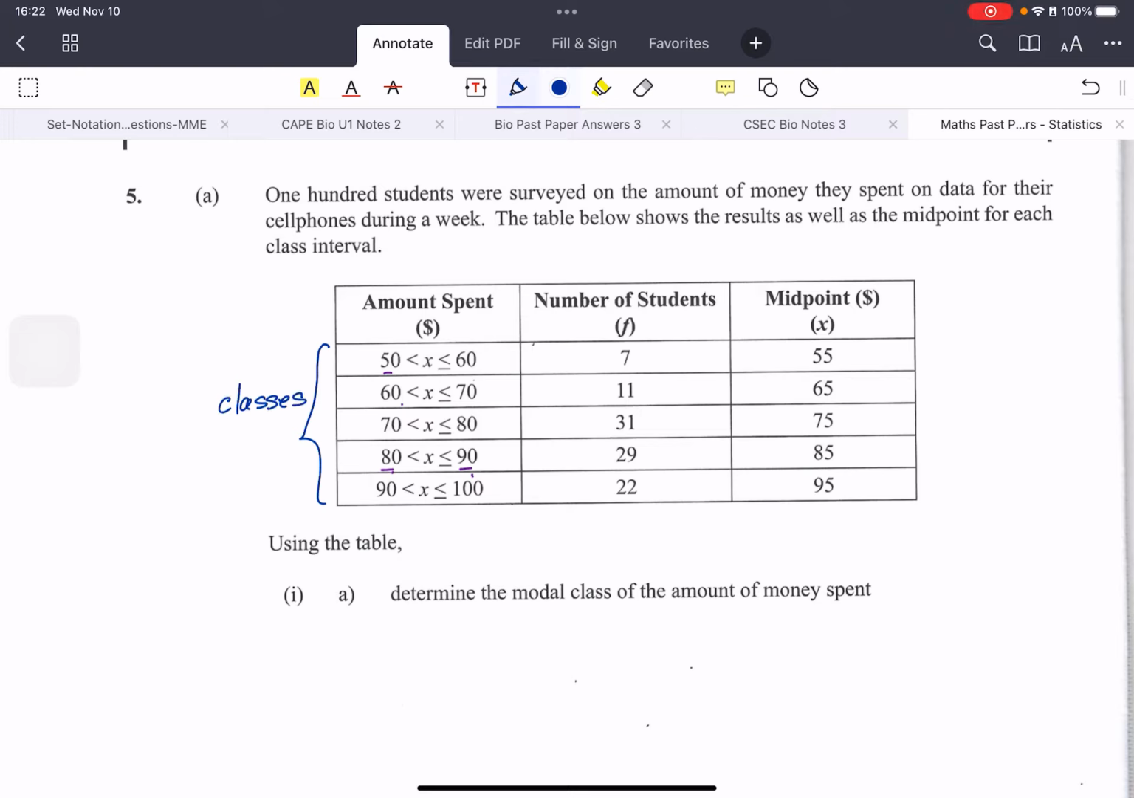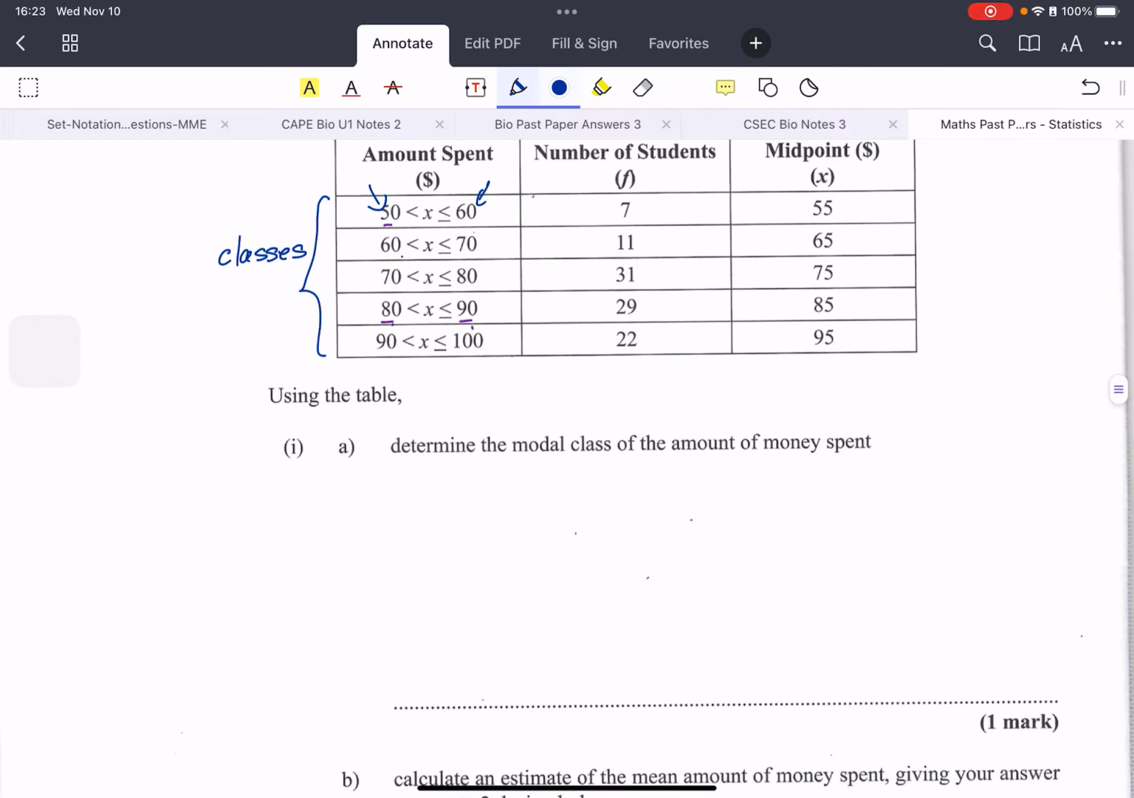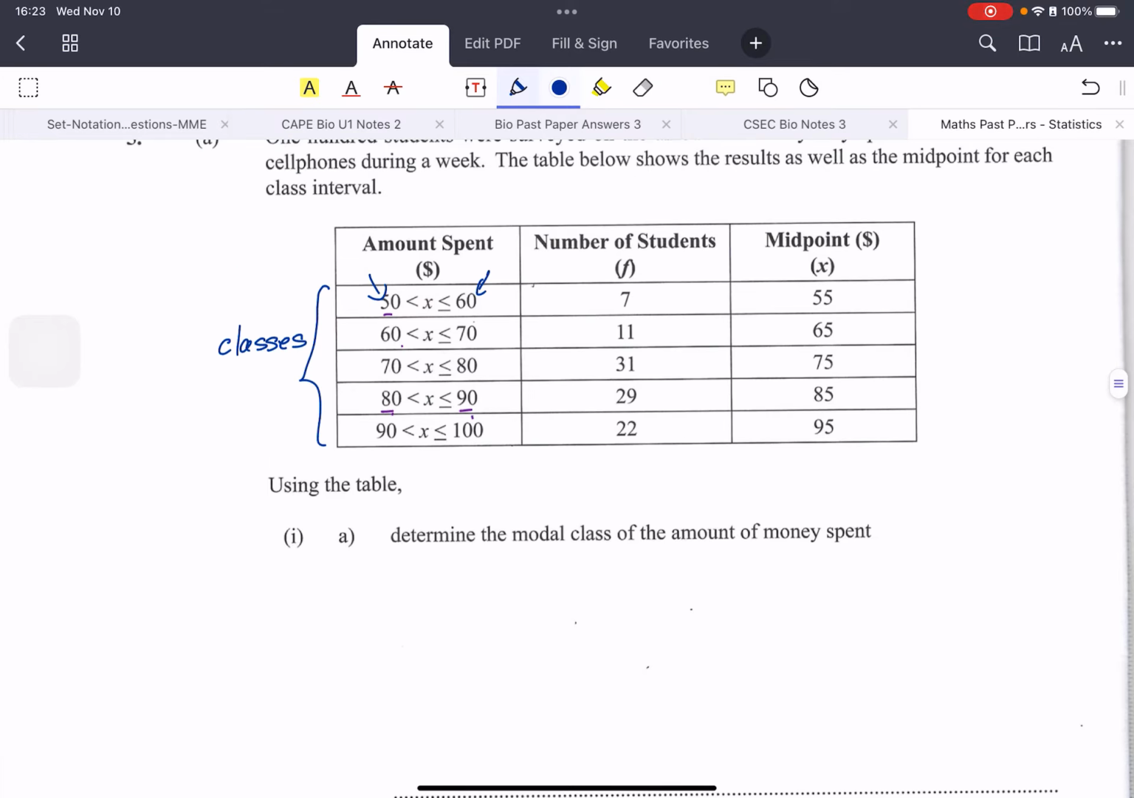Classes, right? And they got the midpoint by simply adding the higher number to the lower number and dividing by 2, the average, okay? Just so you know. So, using the table, determine the modal class of the amount of money spent. Again, this is quite easy. We just need to look at the highest frequency, which is the number of students. And that would be 31.